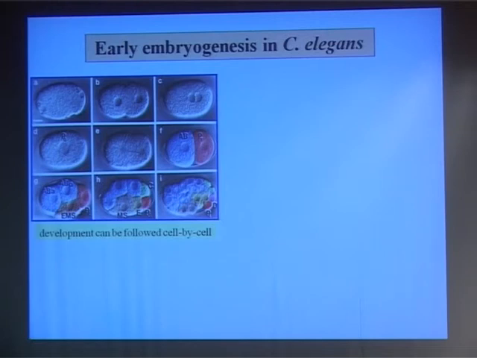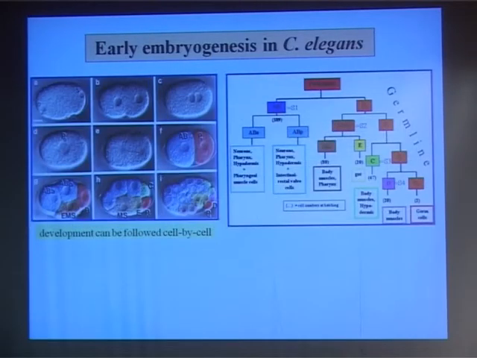And this development has been followed cell by cell, so a complete description can be made from the first division up to the adult. And because this can be done, you can also describe embryogenesis in the form of a lineage tree. The same thing that is shown here can be seen here too. The zygote P0 divides into an AB cell and the P1 cell, P1 into P2 and EMS, P2 into P3 and C, and P3 into P4 and D.